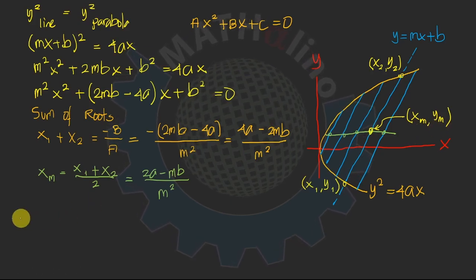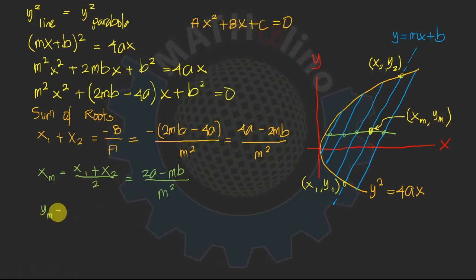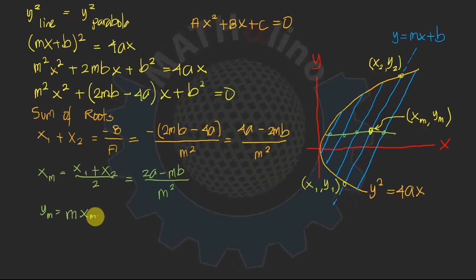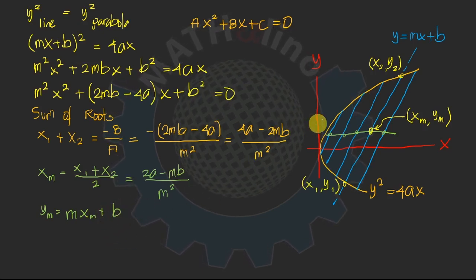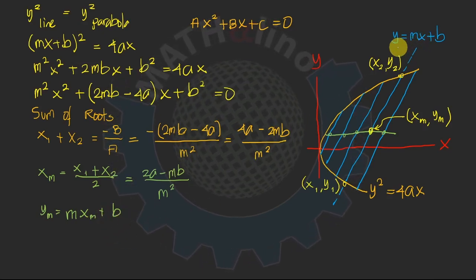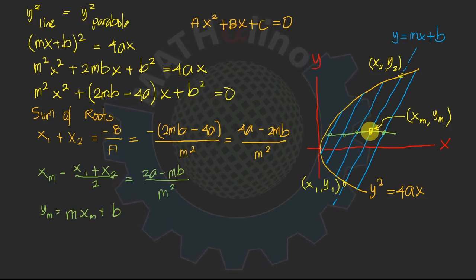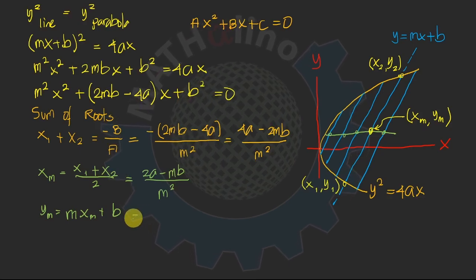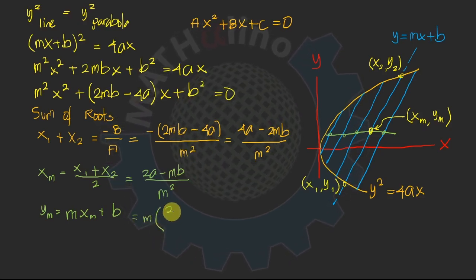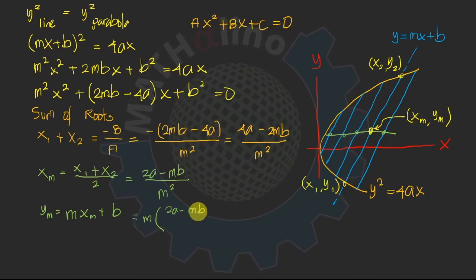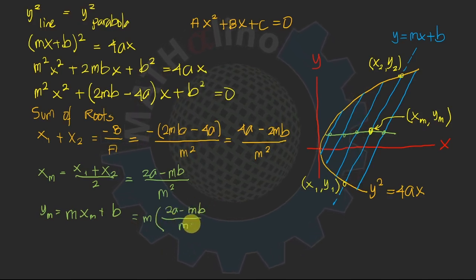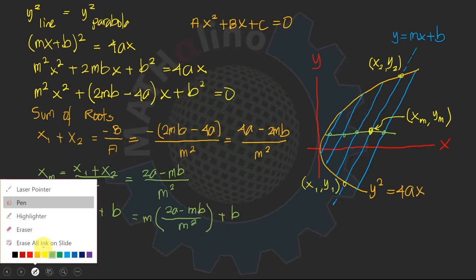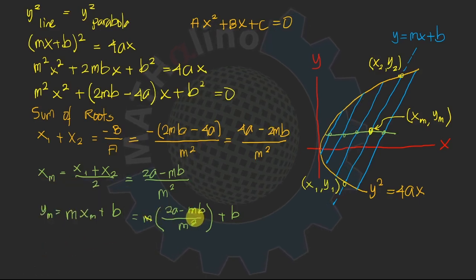Okay, what is the value of ym? Ym is equal to mxm plus b. If we are going to substitute xm in here, what we get here is the ym, because we are talking about this point. Alright? So substitute the value of xm. We have this m times 2a minus mb all over m squared plus b. What will happen to m? Cancel out. We can cancel out this m, 1m here.